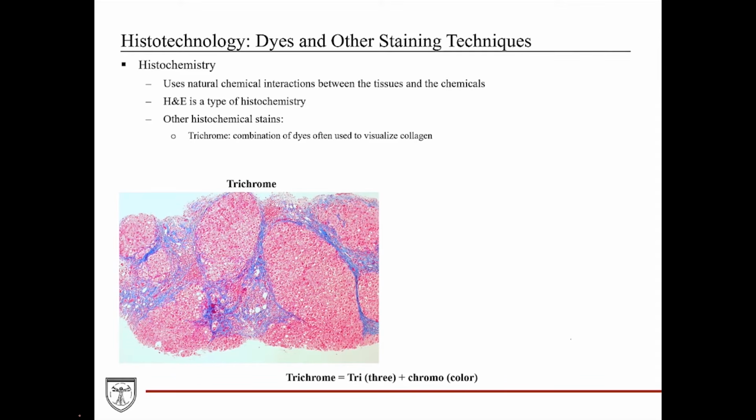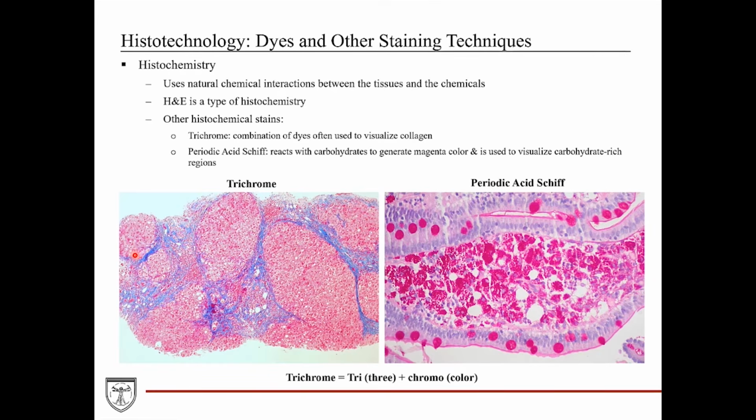So this is a combination of 3 colored dyes that are most commonly used to visualize collagen deposits. So things like the keloids or chronic hepatic cirrhosis type of tissues will be stained with trichrome to see how much collagen fibers are being deposited, which shows up as these beautiful blue colored structures.